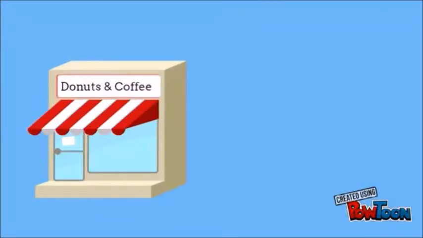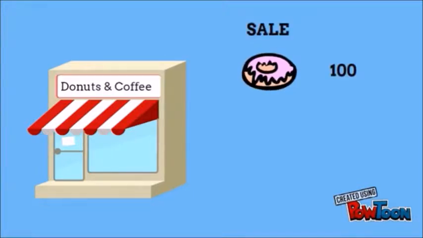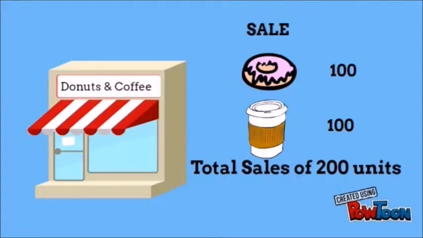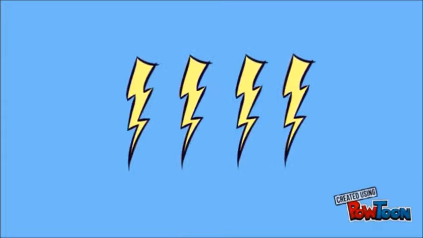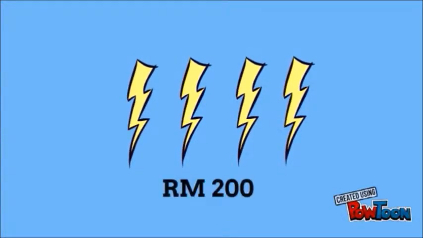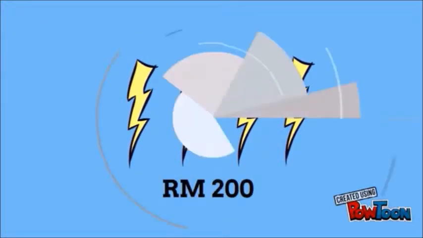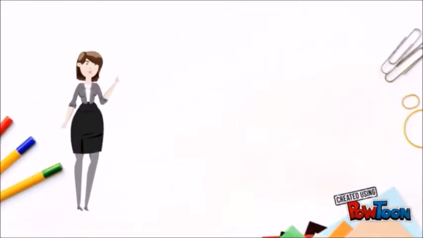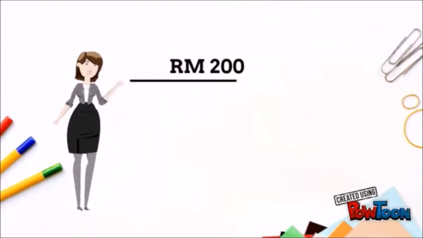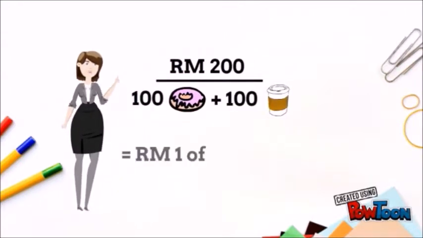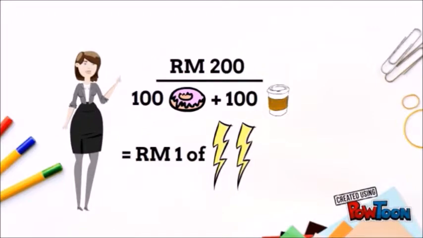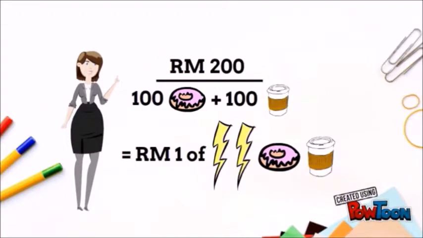Imagine you have a small shop lot selling donuts and coffee. This month, you sell 100 donuts and 100 coffee for a total of 200 units. What if, at the end of the month, you have an electric power bill of RM 200? How will you divide the electric bill between the donuts and the coffee? Easy! 200 ringgit divided by 200 units equals 1 ringgit in electric power for each donut or coffee sold.